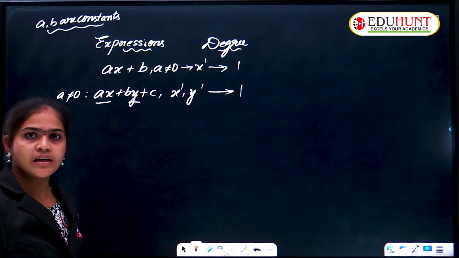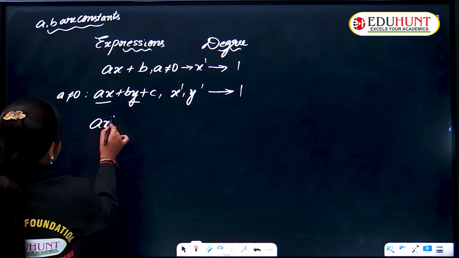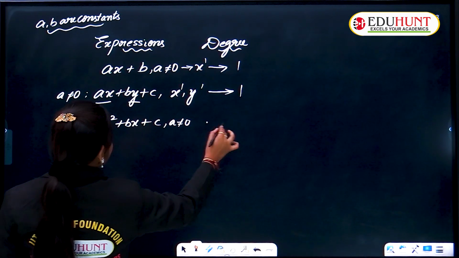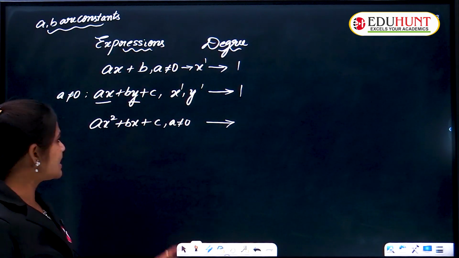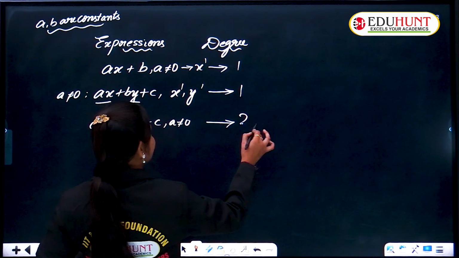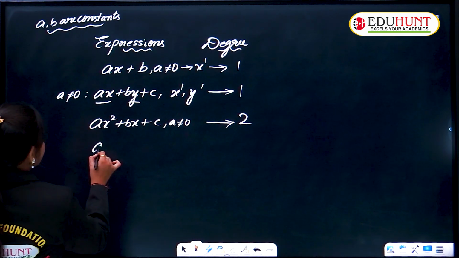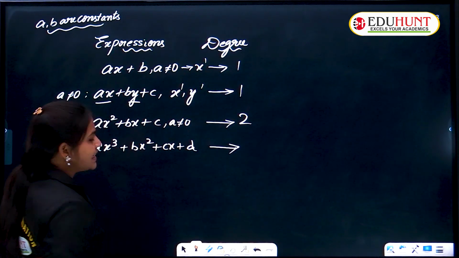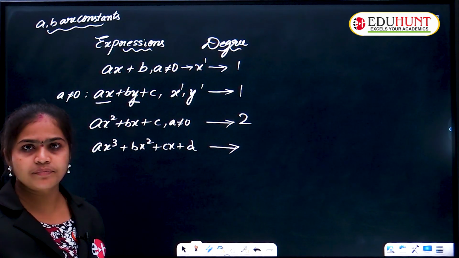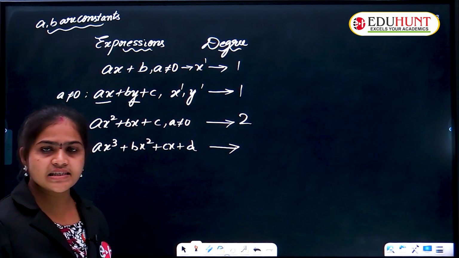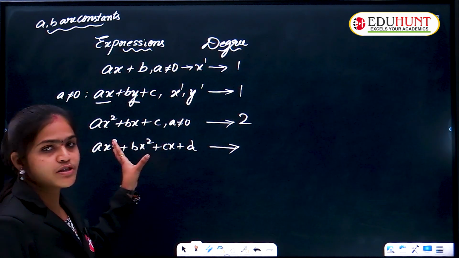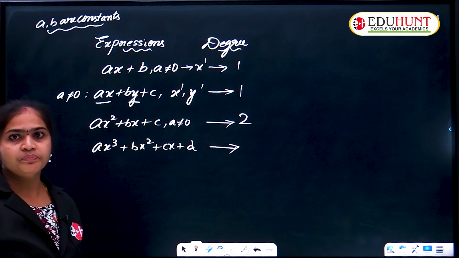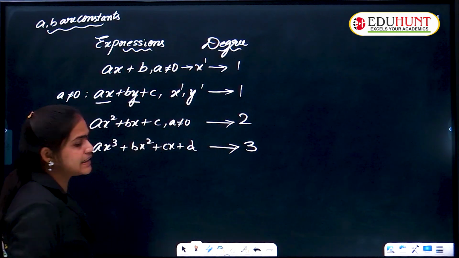Understood? In the same way, ax square plus bx plus c, where a is not equal to 0. What is the degree here? The highest power is 2 only, so the degree is 2. Next, ax cube plus bx square plus cx plus d, where a, b, c, d are constants and x, y, z like that are variables. What is the degree here? The highest power is 3, so the degree is also 3.